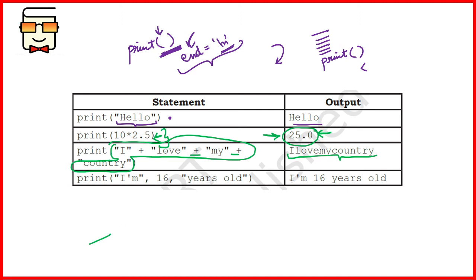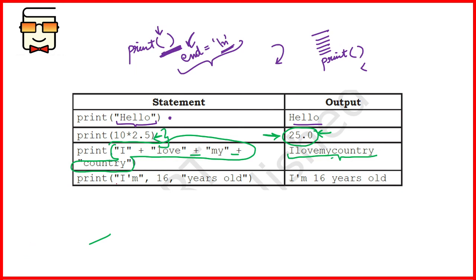Okay, so even if the default separator is space in this case, the value that is present here is only one value, and that is the string I love my country. Okay, this is one particular string, so this is very important. These little things are very important here.